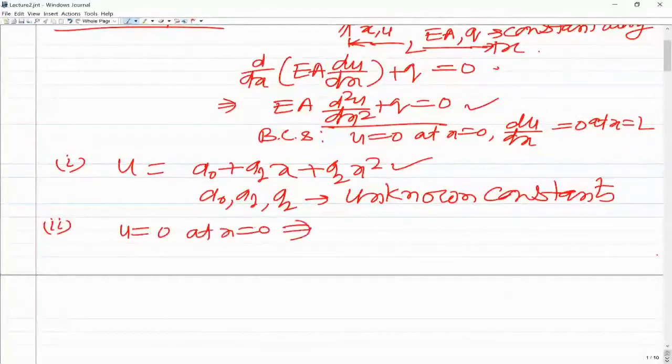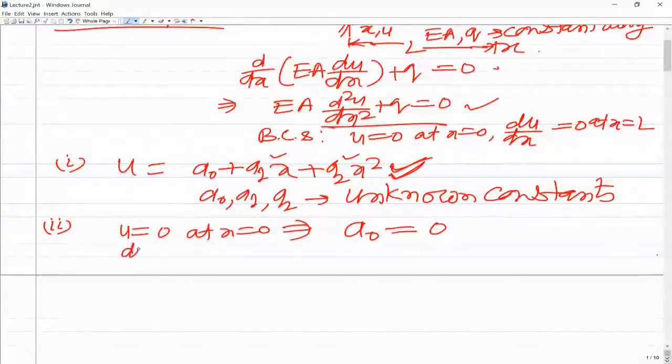So if you look here, this is the assumed solution, and in this if you put x equal to 0, this term will be 0, this term will be 0, and only a naught remains. So when I evaluate u at x equal to 0, I get a naught, and we know that u equal to 0 at x equal to 0, so a naught must be equal to 0. So that is one condition we get.